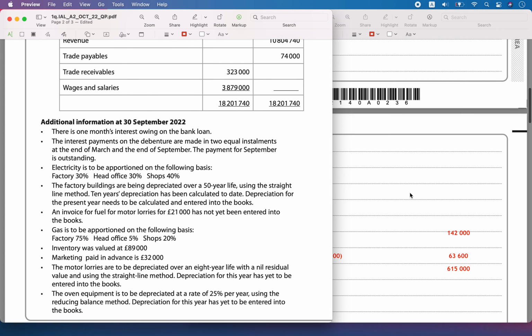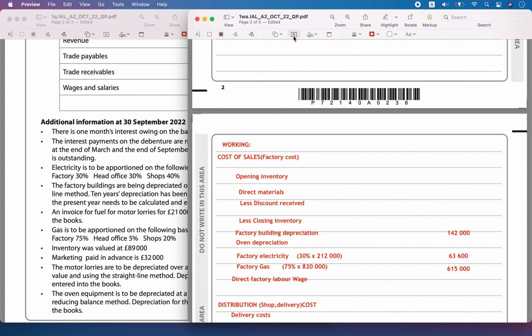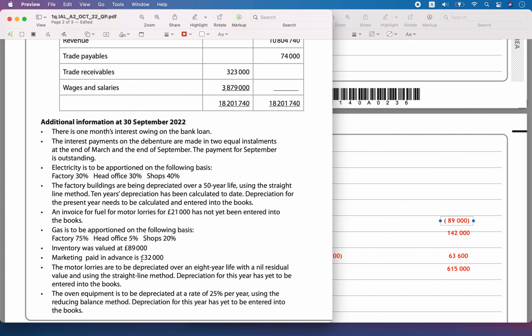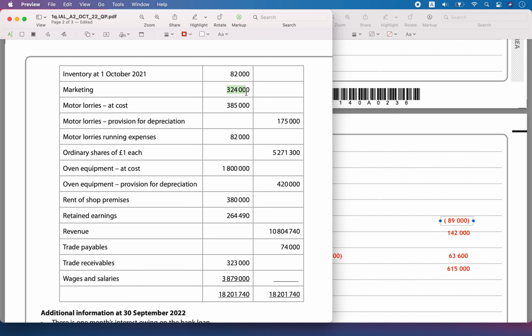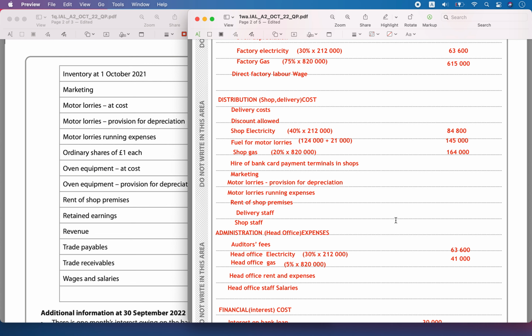Then it says in closing inventory we have it to include 89,000. So closing inventory opening, and this is less the closing inventory. Okay, less closing inventory which is at 89,000. Then you have marketing paid in advance. 32,000 was paid advance. So but only this year's marketing expenses has to be included. So 324,000 minus 32,000. So marketing, okay, it was included here in the distribution, minus 32,000. So the remaining, okay, which was expense paid in advance becomes an other, it will come under the other receivables.